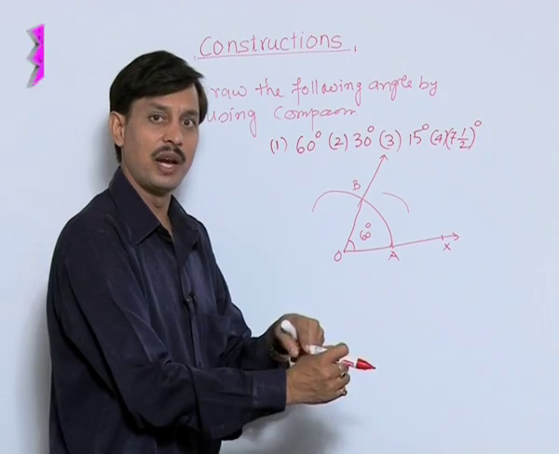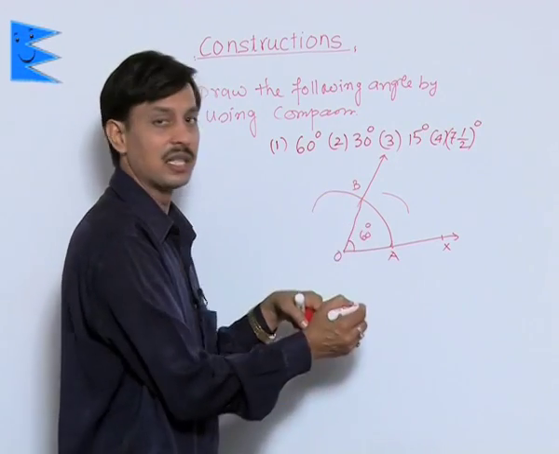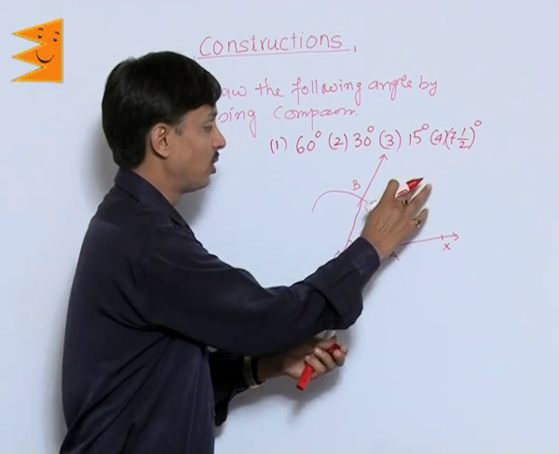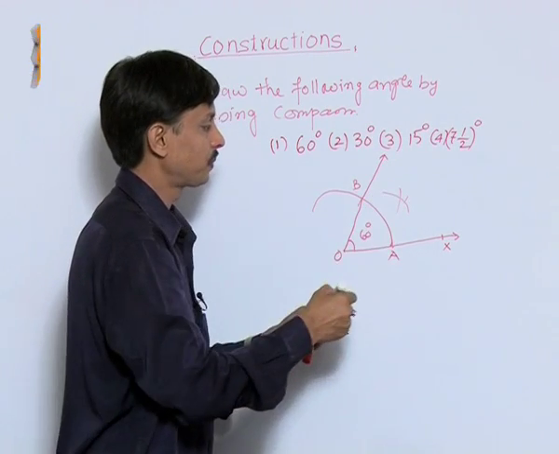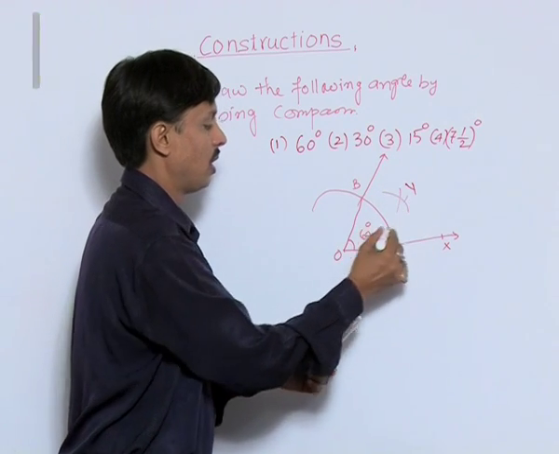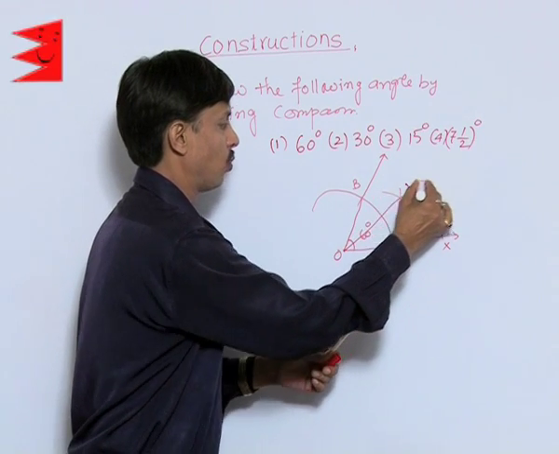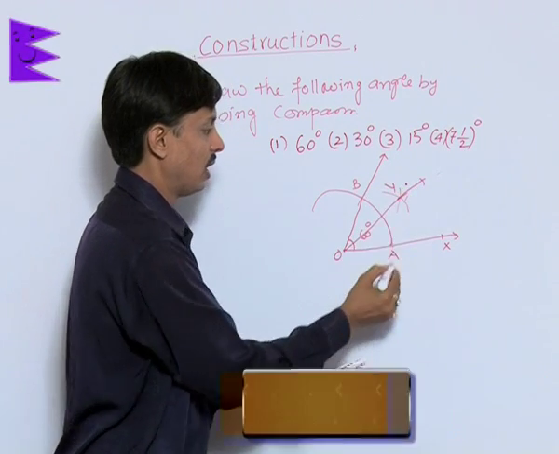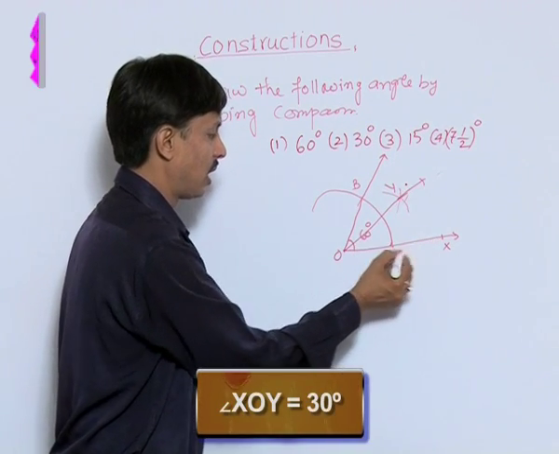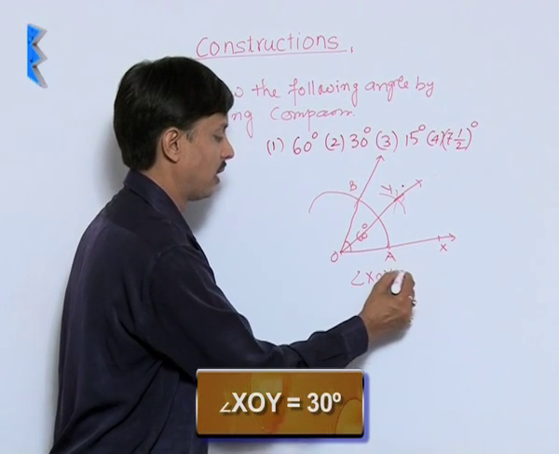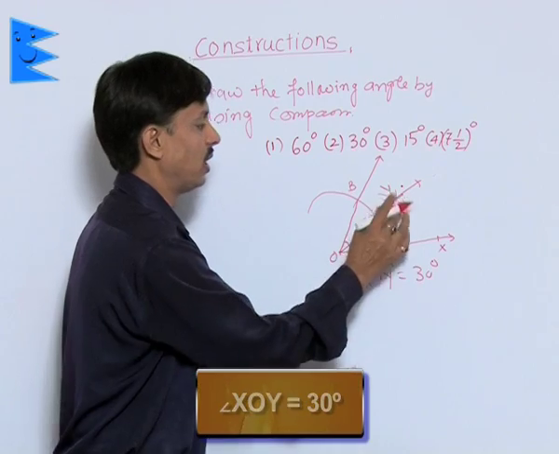Now with the same radius, take B as center, and mark an arc where these two arcs meet. Suppose this point is Y. Join O to Y. This angle XOY, angle XOY is equal to 30 degrees.